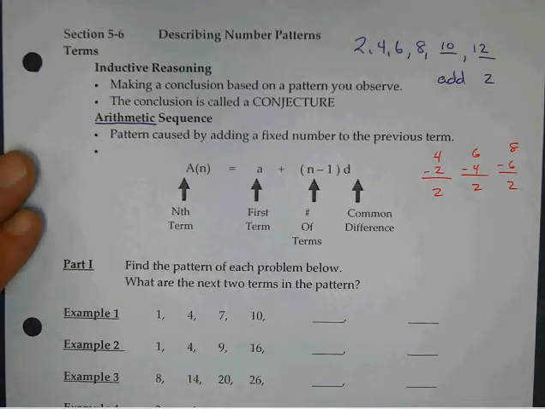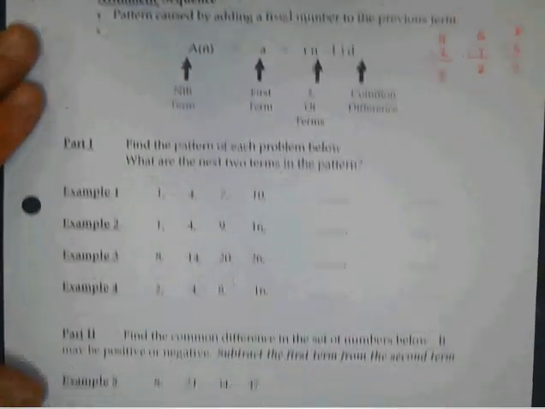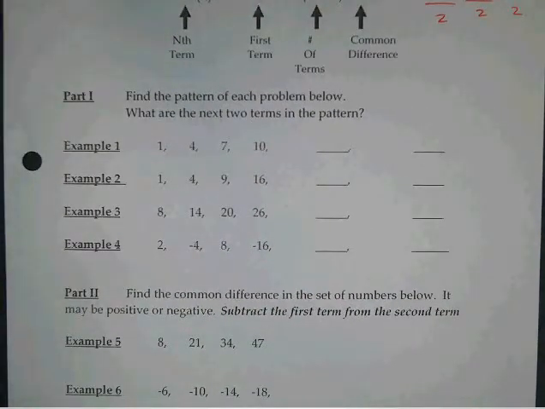So let's look down here at these patterns. They may be arithmetic sequences. They may not be. But let's think through it. 1, 4, 7, and 10. Raise your hand. Don't say it. Raise your hand if you know what the arithmetic pattern is. Okay? I got 5 or 6 hands up.